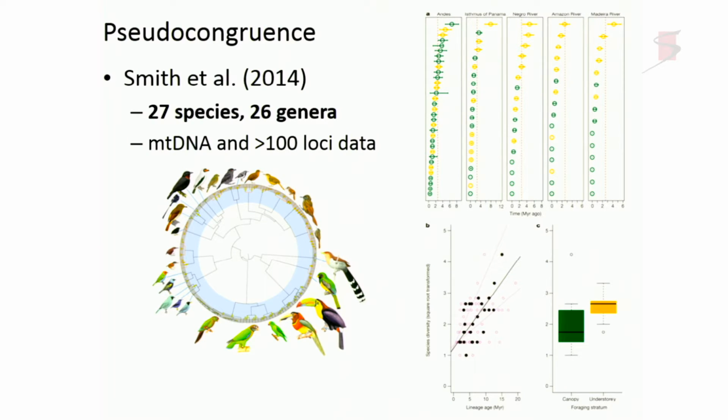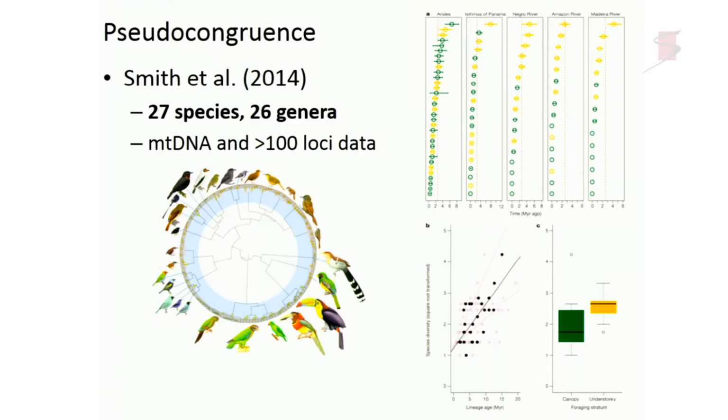And they divided these birds into those that might disperse more readily, that is, the canopy dwellers, versus those that might not disperse as easily, being the understory dwellers. So that's what the green and the yellow bar are. The green are the canopy, and the yellow are the understory species. But if you turn your attention to the top graph, you have five different barriers that are looked at here, going from left, the Andes, the Isthmus of Panama, the Negro River, the Amazon River, and the Madeira River.